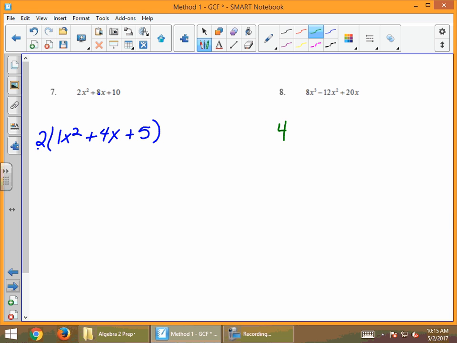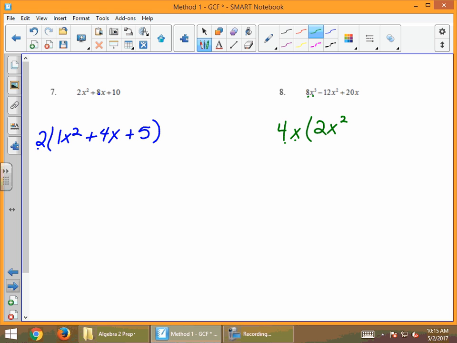Yeah, all 3 of them have an x. Which one's smaller, x cubed, x squared, or x? X. That's the one with the smallest exponent. So when you write your leftovers, 8 divided by 4 is what? 2. We started out with 3 x's and we took one out. How many are left? 2.